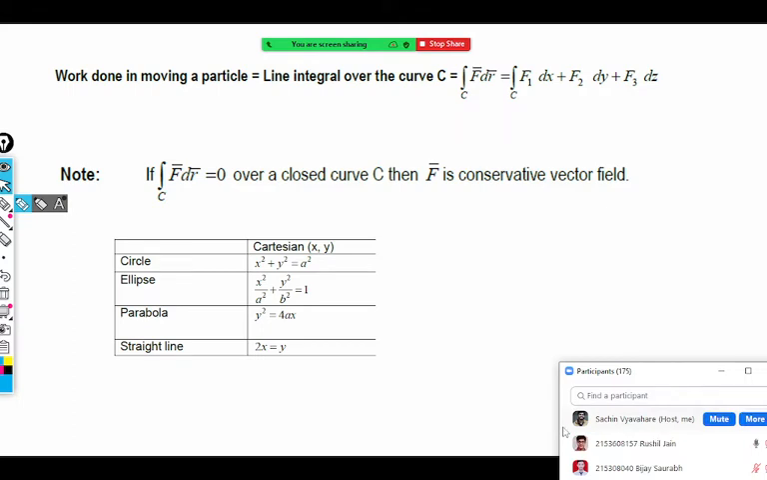Sir, x is a cos theta, y is a sin theta. Yes, very good. x is a cos theta, y is a sin theta. That's a correct answer.